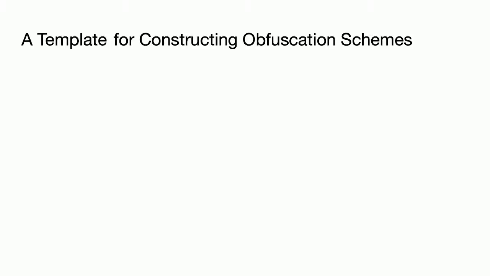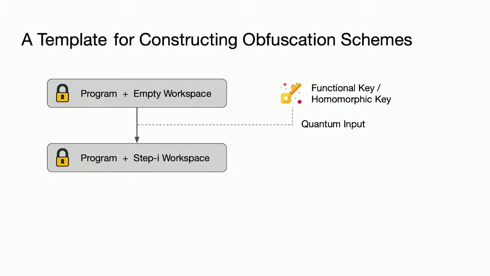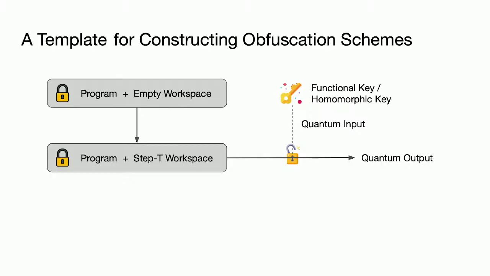So we'll start with the following template. The obfuscator will encrypt the program and some workspace and provide the ciphertext state along with the functional key or homomorphic key as the obfuscated program. To evaluate on the quantum input, the evaluator will use the key and the input to perform homomorphic computation over the ciphertext state. After performing multiple steps of homomorphic computation, the ciphertext state will now encrypt the computed output. And at the very end, the evaluator will use the functional key again to read out the quantum output in plaintext.